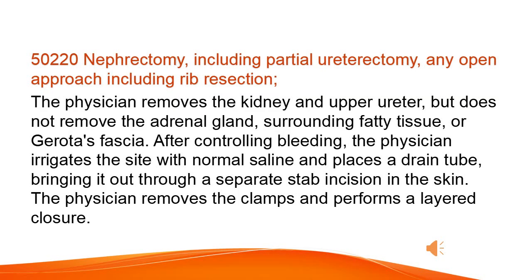Nephrectomy, including partial ureterectomy, any open approach including rib resection. The physician removes the kidney and upper ureter, but does not remove the adrenal gland, surrounding fatty tissue, or Gerota's fascia. After controlling bleeding, the physician irrigates the site with normal saline and places a drain tube, bringing it out through a separate stab incision in the skin. The physician removes the clamps and performs a layered closure.